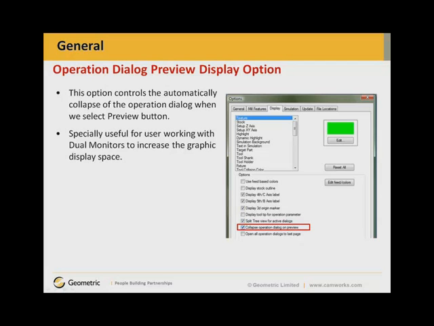When this option is checked, the operation dialog automatically collapses when a preview is clicked and acts just like previous versions of CAMWorks. However, when this option is unchecked, the operation dialog does not collapse when a preview is clicked. This is extremely helpful for those of you who are running dual monitors.